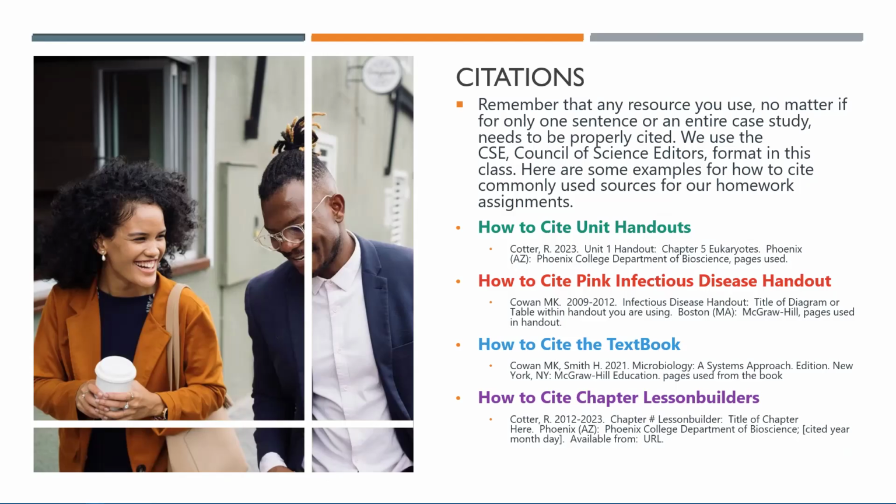This is our most commonly used sources: the handouts, the pink infectious disease handout, the textbook, the lesson builder, and this is how you would cite them. You always lead off with the name or the author, the document, so the Unit 1 handout, Chapter 5 Eukaryotes, the place it was published, so Dr. Cotter's handouts were Phoenix College, or particularly Phoenix, Arizona, whereas some of these other ones like Cowan, that's Boston, and some of the other books are from New York, that kind of thing. The publisher itself, so McGraw-Hill or Phoenix College Department of Bioscience, and then any pages used.